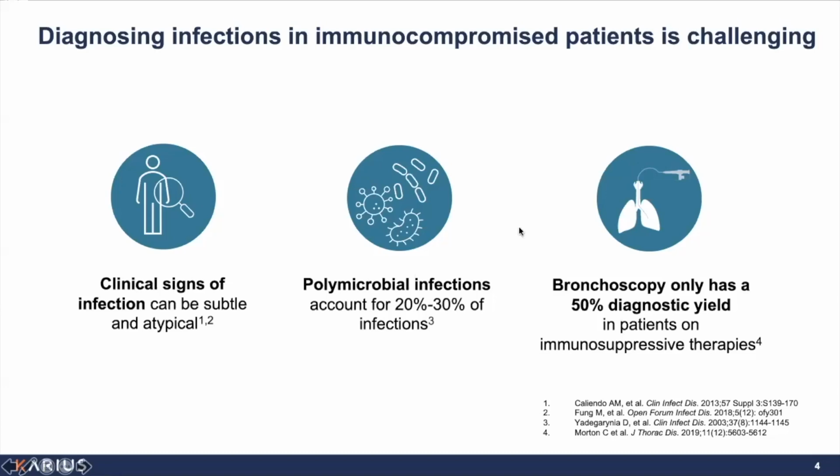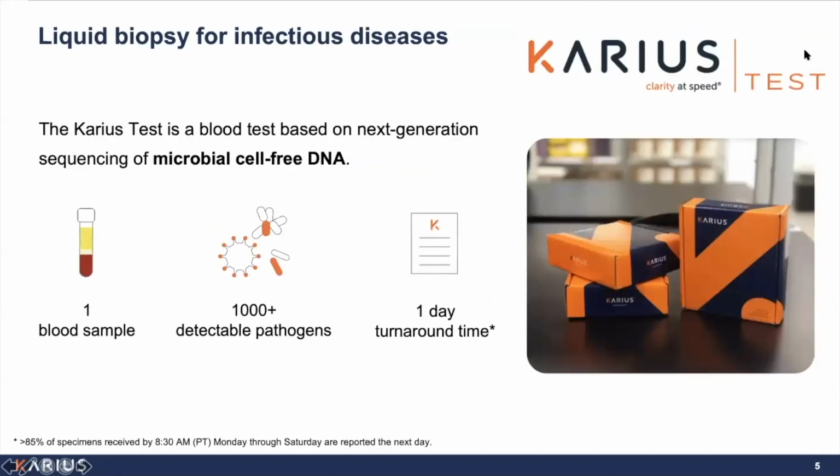of morbidity. The Karius test is a blood test based on next-generation sequencing of microbial cell-free DNA. Over 1,000 detectable pathogens from a standard blood draw may be detected with a rapid turnaround time of approximately 1 day from receipt in the CLIA-certified CAP-accredited lab.